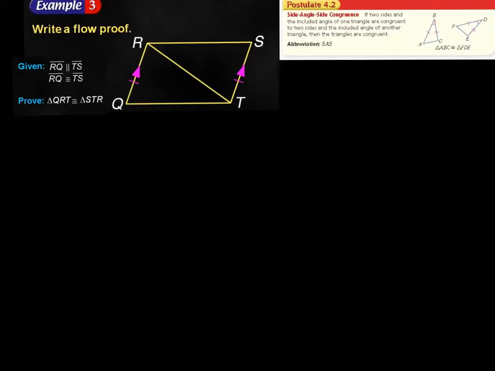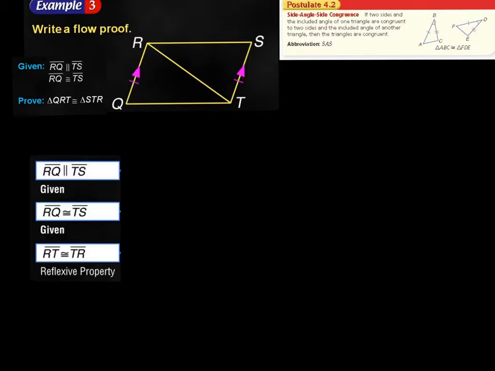For our third example, they asked us to write a flow proof, and they marked it on the diagram, which is nice, that QR is parallel to TS, that's what the arrow is for, and RQ is congruent to TS, that's what the little tick marks are for. And they want us to prove that triangle QRT is congruent to triangle STR. In a flow proof, it's easy to see which parts the order doesn't matter in. It doesn't matter which of the given we state first, and it doesn't matter when we state that RT is congruent to itself by reflexive.